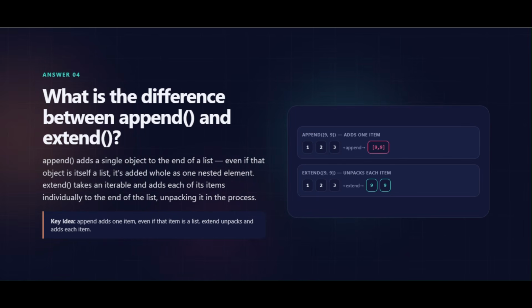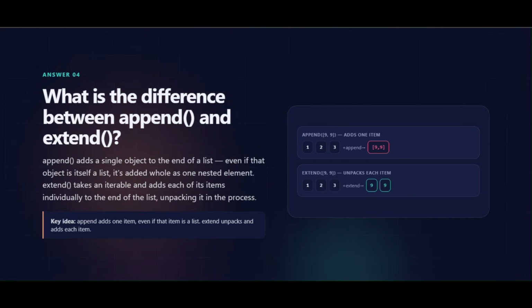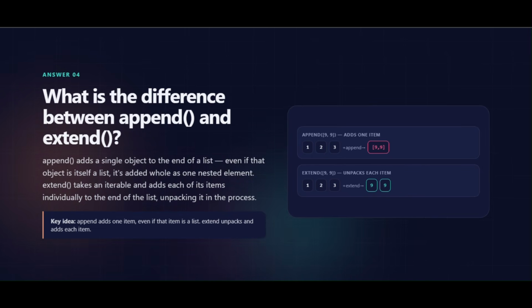Append adds a single object to the end of a list, even if that object is itself a list. It's added whole as one nested element. Extend takes an iterable and adds each of its items individually to the end of the list, unpacking it in the process. Key idea: append adds one item, even if that item is a list. Extend unpacks and adds each item.